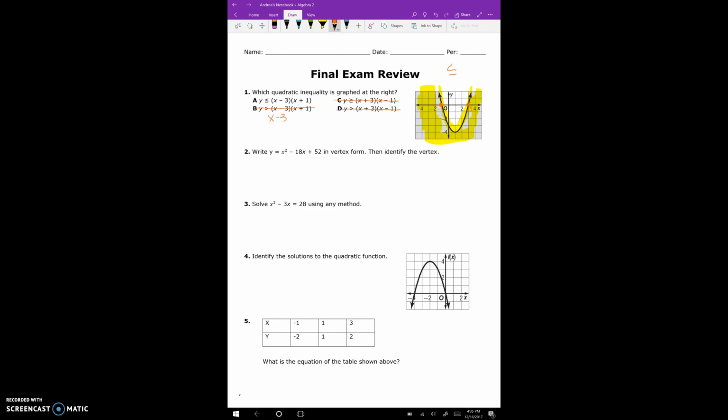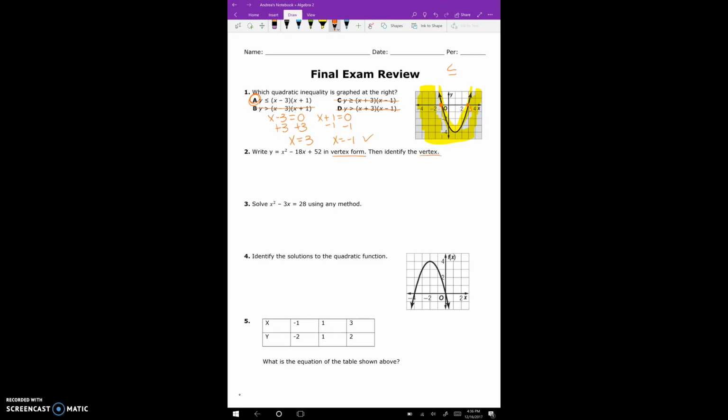So x minus 3, set it equal to 0. X plus 1, set that equal to 0, and then solve. So 3 and -1 are those solutions, which checks out. My answer is A. Number 2 says write this equation in vertex form and then identify the vertex.